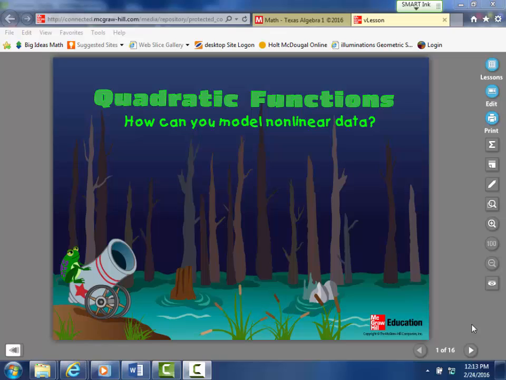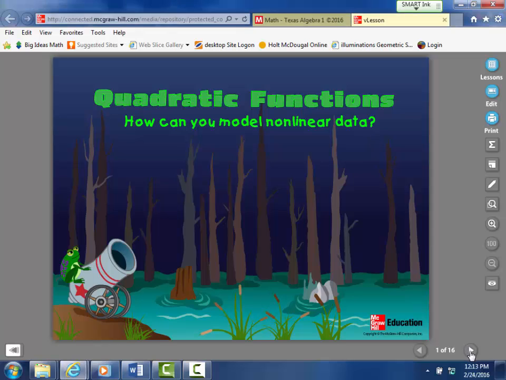Okay, so from all of your video information, you should have figured out that today's lesson is about quadratic functions and parabolas. How are they connected? Okay, quadratic functions, it says here, is going to model nonlinear data. So that's going to tell us that our graphs won't be lines for these types of equations.